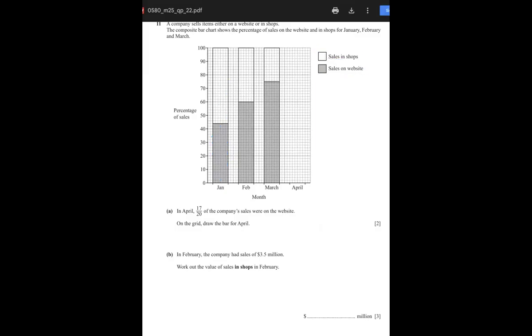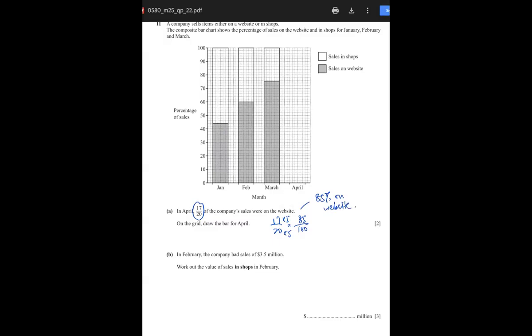In April, 17 out of 20 of the company's sales was on the website. On the grid, draw the bar for April. Your vertical axis is the percentage of sales, so the trick is just to convert this into a percentage. 17 out of 20, times 5, is 85 over 100. So that means 85% of the company's sales is on the website. Okay, so I'll just draw it in.